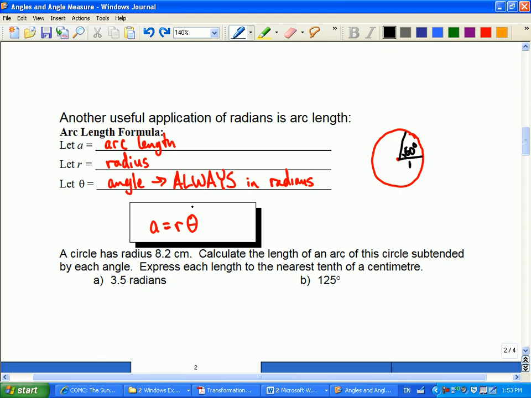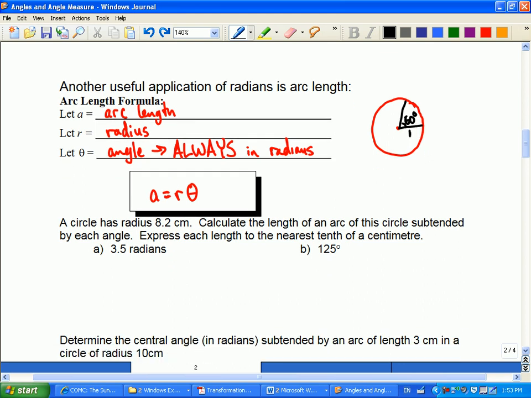Like if I told you that I'm going to create an arc that has 8.2 centimeter radius and 3.5 radians is the measure of the angle, then the arc length is going to be 8.2 centimeters times 3.5. So that's 28.7 centimeters.